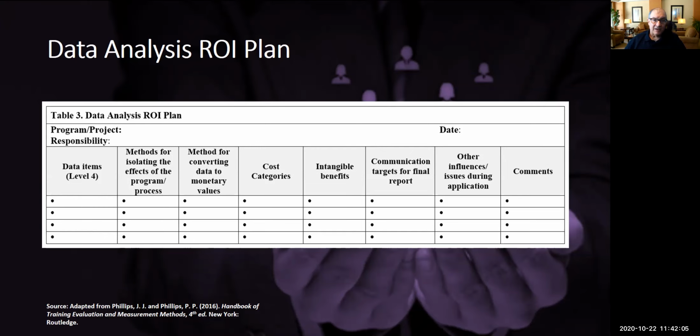So, methods for isolating the effects of the program. Method for converting data to monetary values. You have to be able to do that. Cost categories for your program, intangible benefits. Those are the level 4 items that you did not convert to dollars. Communication targets for your final report. Notes, really other influences or issues that occurred during the application of your program, and then any additional comments.